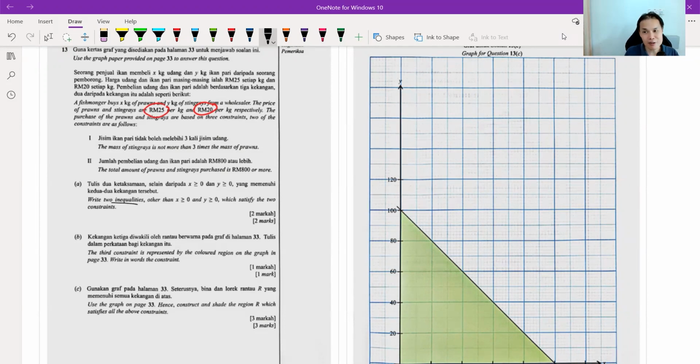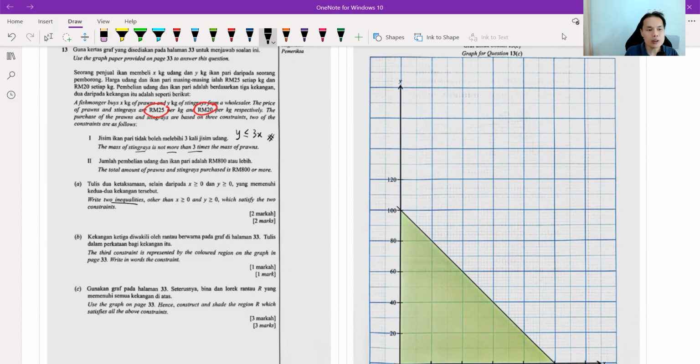Yeah, but usually they ask for three inequalities. In this question, they ask for only two. Okay, so the first inequality: they say the mass of the stingray is y, and prawn is x. So y must not be more than, that means less than or equal to, 3 times x. Yeah, y ≤ 3x.